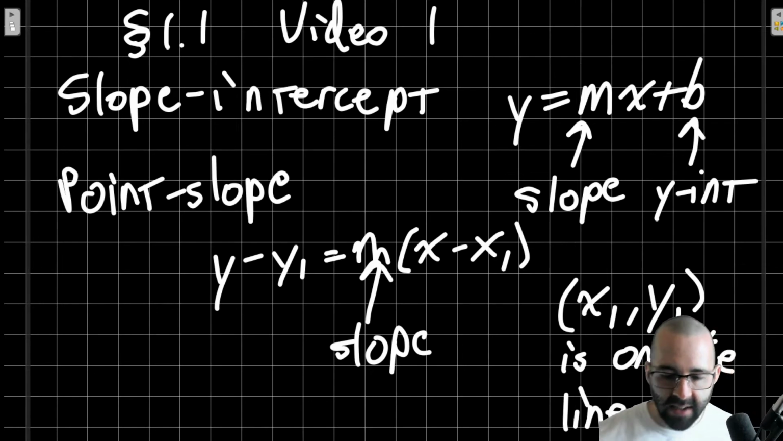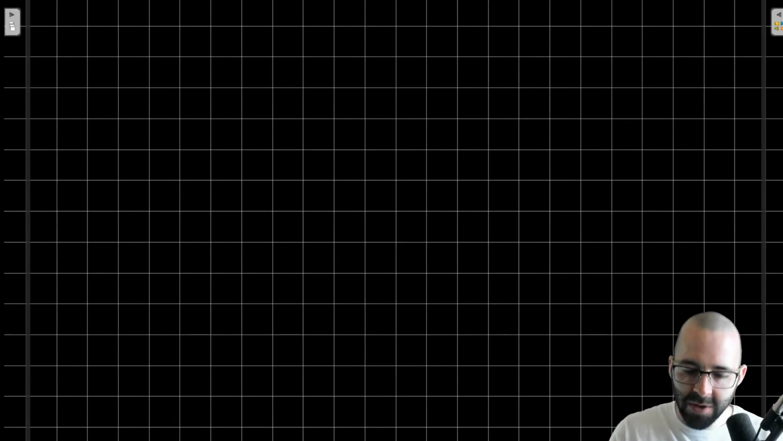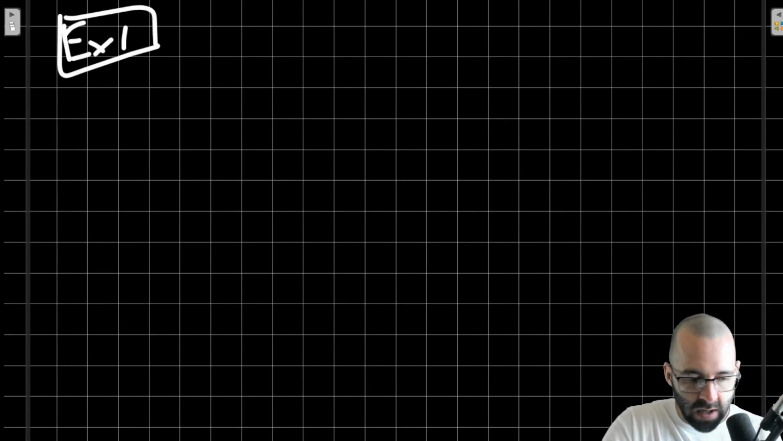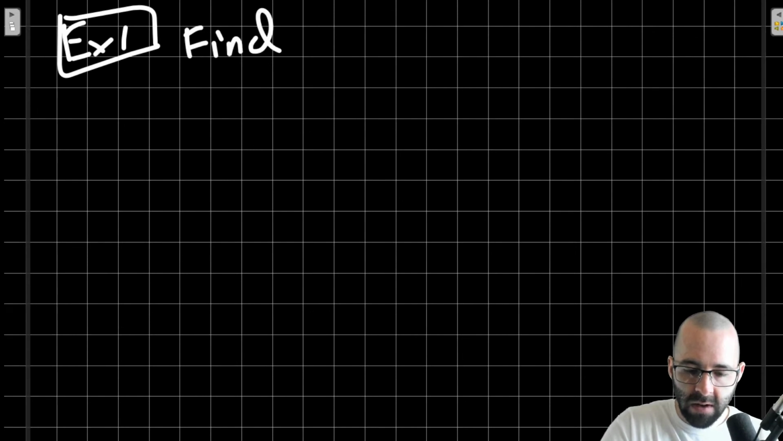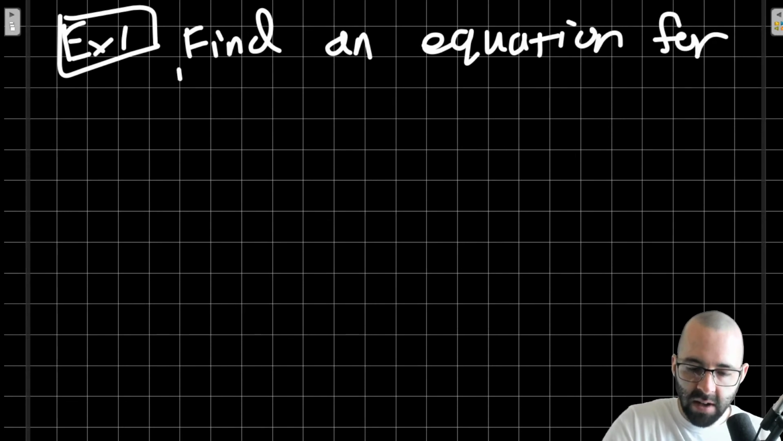So let's get into it. Just do an example problem, give you some practice. If you're already good with this, feel free to go on with the homework. But here we go, over to the next page with example 1. All right, so example 1 is going to be find an equation for the following lines.